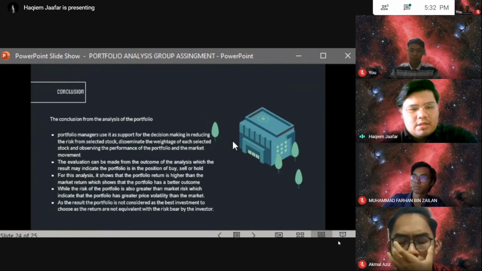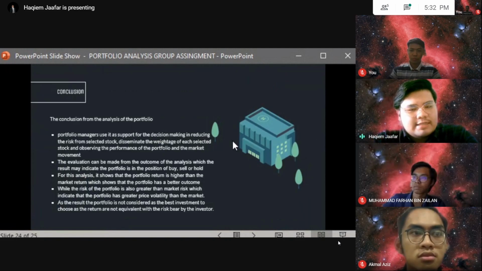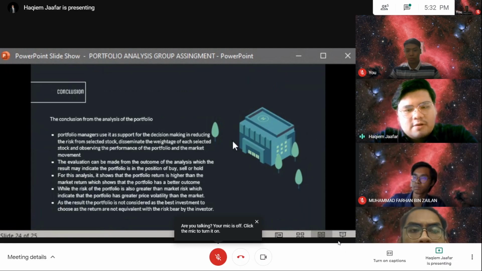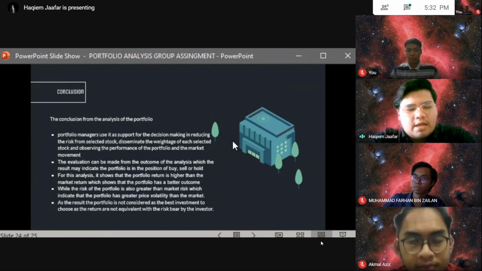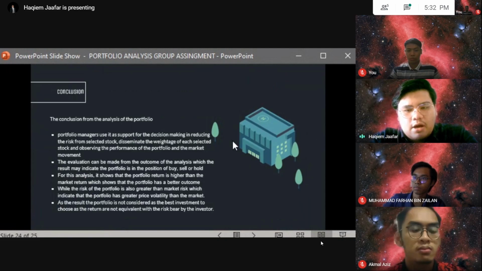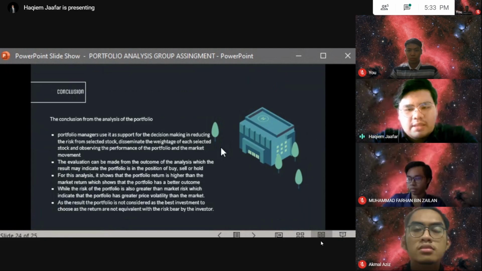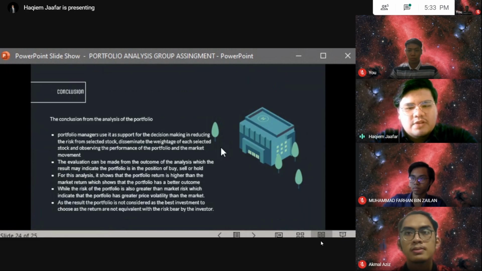Okay, the conclusion that can be made from this analysis: portfolio managers use it as support for decision making in reducing the risk of the selected stocks, disseminating the weightage of each selected stock, and observing the performance of the portfolio and the market movement. And then the evaluation can be made from the outcome of the analysis, where the result may indicate the portfolio is in the position of buy, sell, or hold. From this analysis, the portfolio return is higher than market return, which shows that the portfolio has a better outcome, while the risk of the portfolio is also greater than market risk, which indicates the portfolio has greater price volatility than the market. As a result, this portfolio is not considered the best investment to choose, as the return is not equivalent with the risk borne by the investor.